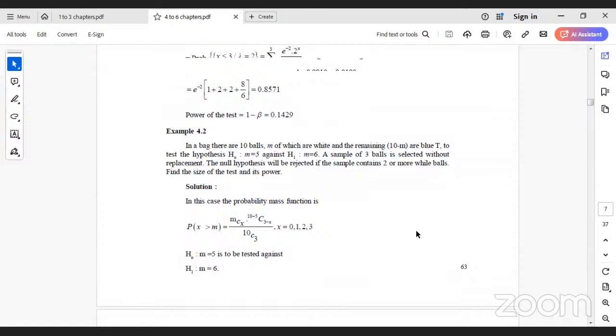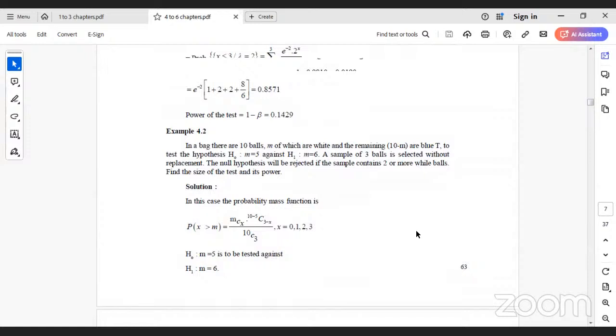In a bag, there are 10 balls. Most importantly, of the 10 balls, M are white and the remaining 10 minus M are blue. To test the hypothesis H naught: M is equal to 5 against H1: M is equal to 6, a sample of size 3 balls is selected without replacement. The null hypothesis will be rejected if the sample contains 2 or more white balls. Find the size of the test and its power.